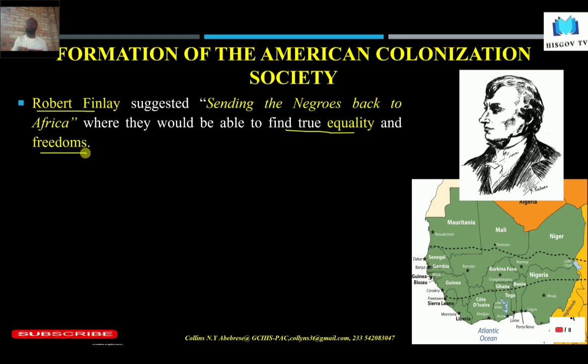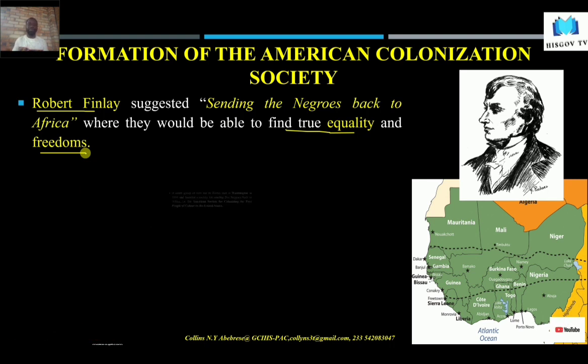But there also arose a question as to which part of Africa we are going to take these people to. Because don't forget that these free slaves we are talking about here are descendants of slaves. They were not brought directly from West Africa or from Africa. They are descendants. They were born in the U.S. And therefore, which African country are you going to send these slaves to? And so that also became a problem for Robert Finley.